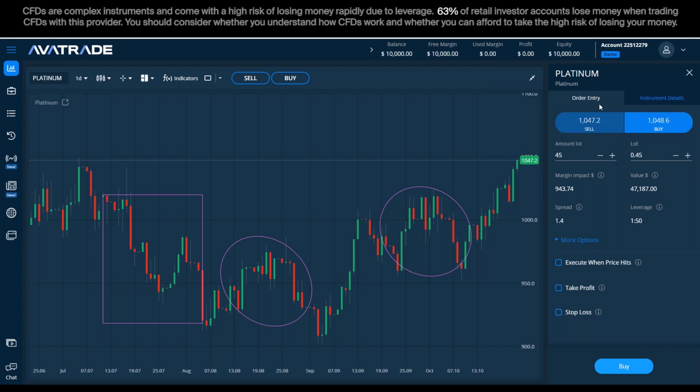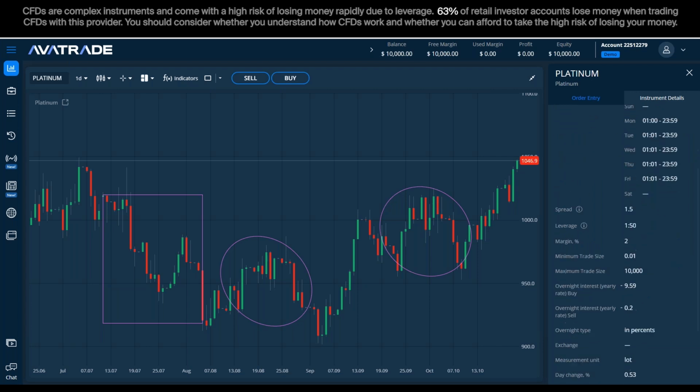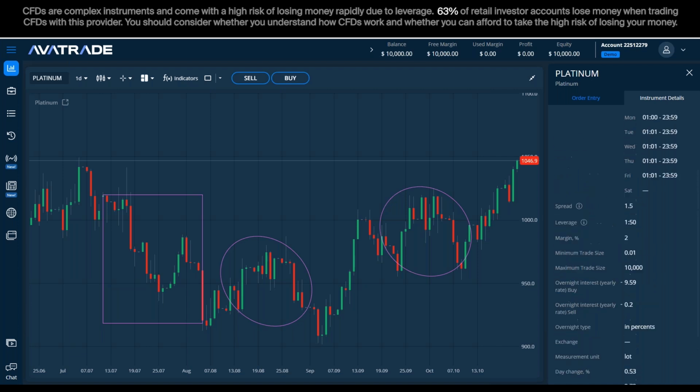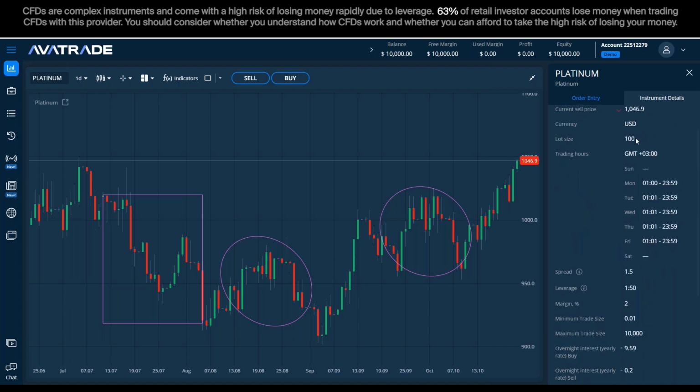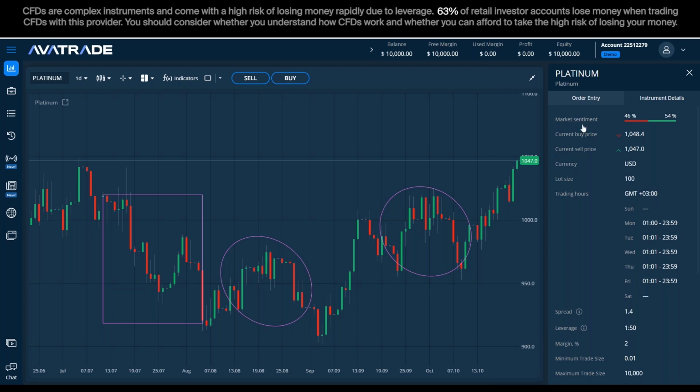Now there are two tabs here. There is the order entry, where we can compose the position and execute the position. And in here, there are all the instrument details. In here, I can find the lot size, the spread, the overnight fee, and the hours that it's operating. Okay, let's go back.